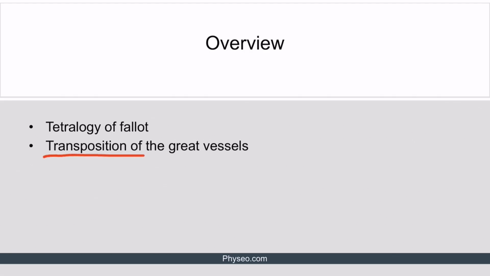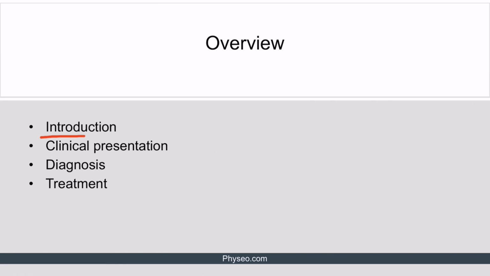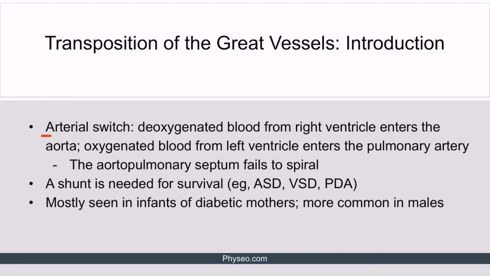Next we have transposition of the great vessels. We're going to discuss introduction, clinical presentation, diagnosis, and treatment of transposition of the great vessels. It is characterized by an arterial switch. The deoxygenated blood from the right ventricle enters the aorta, whereas the oxygenated blood from the left ventricle enters the pulmonary artery. It occurs due to failure of aortopulmonary septum to spiral during the cardiac development.